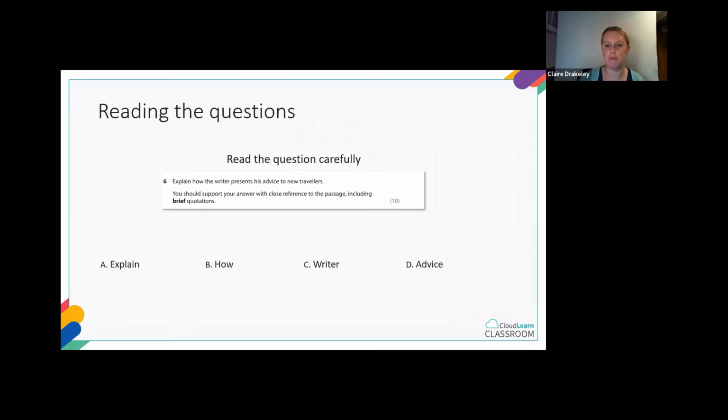How questions do trip you up, okay? Be wary of the how questions. Lots of people just explain what's happening in the text. That's a common thing. Don't worry about that.